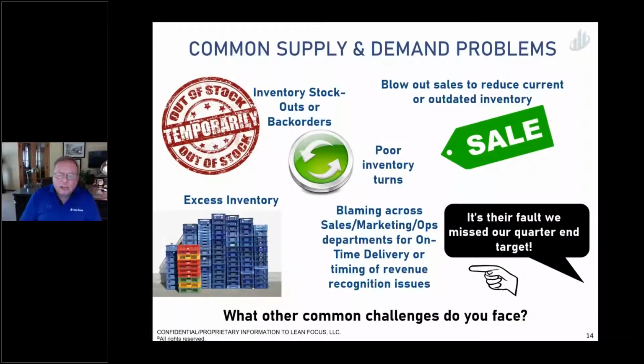So why do people care about SIOP? Here's an example of some of the symptoms, and an effective SIOP process can actually help you with a lot of these things. Right now, inventory stockouts are extremely important. Back orders, a lot of companies are really struggling with that right now. Sometimes they have too much inventory. They still have stockouts, but still too much inventory. They're doing blowout sales to reduce current inventory. And a lot of blaming takes place about who's causing what, on-time delivery, missing revenue, and so forth. These are common challenges you can face, and a SIOP process can go a long way in helping you become effective and execute well.